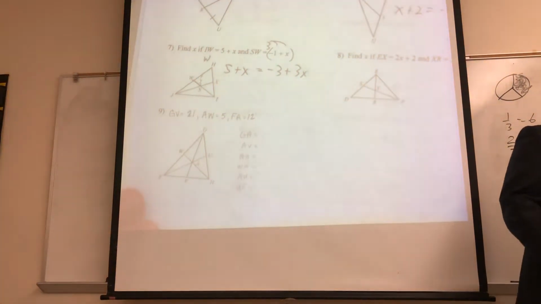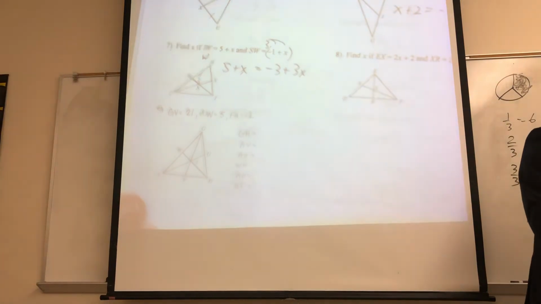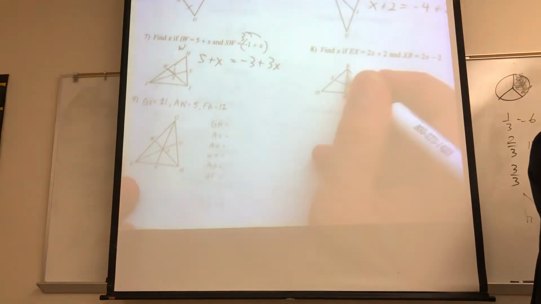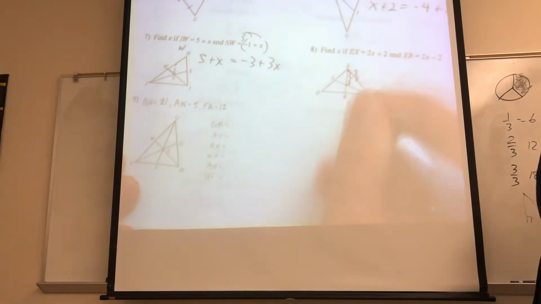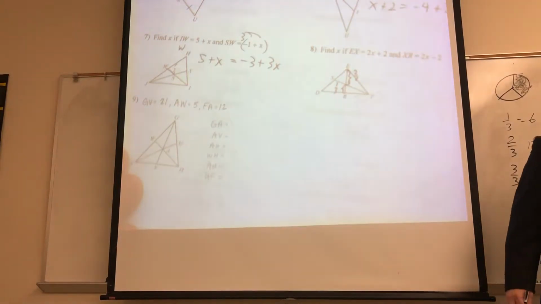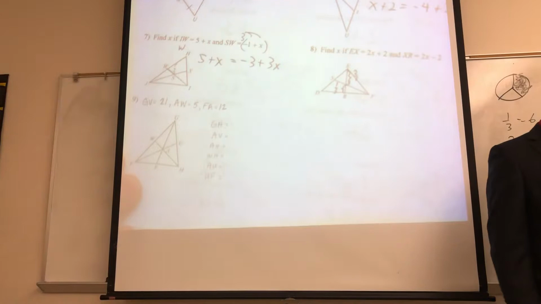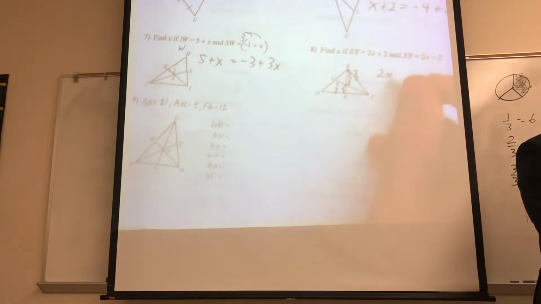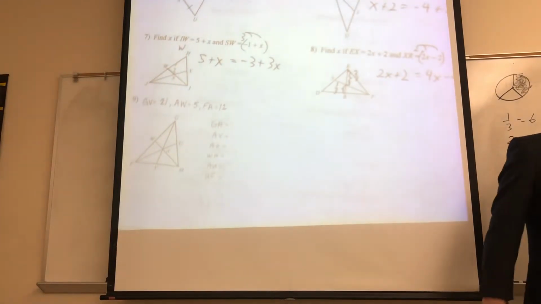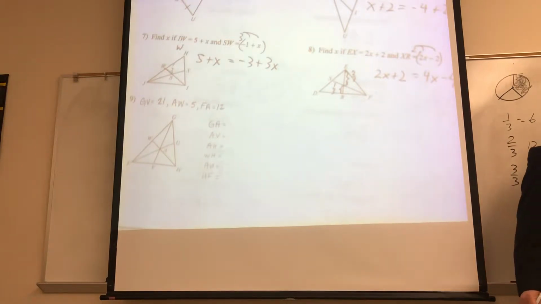Okay, and again, I'll go through and solve them. Number 8, find x if EX. Again, here's my median. The one coming from the vertex right here is 2/3 of the entire measurement. The one that goes to the side is 1/3 of my entire measurement. So to get 1/3 to equal 2/3, I just have to multiply it by 2. EX is going to be 2x plus 2. That's my 2/3 side, so I just leave it. My 1/3 side, I'm going to multiply by 2, so that's going to be equal to 4x minus 4. Okay? 1/3 times 2 makes 2/3.